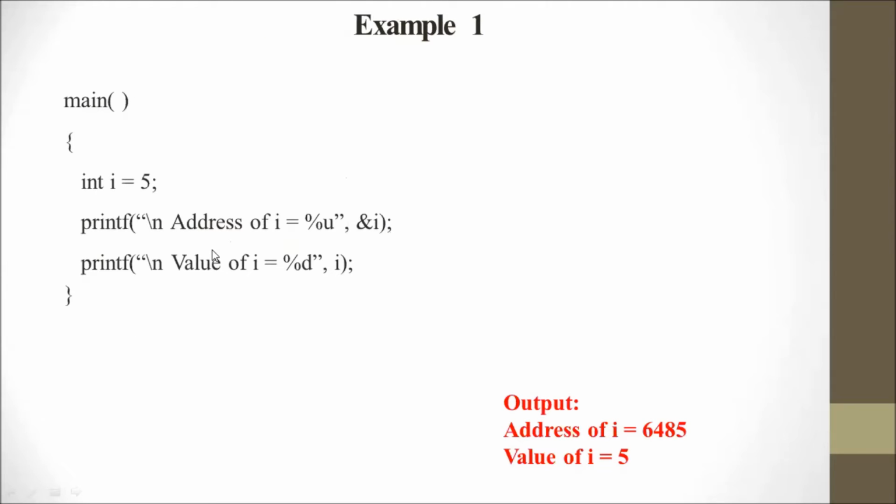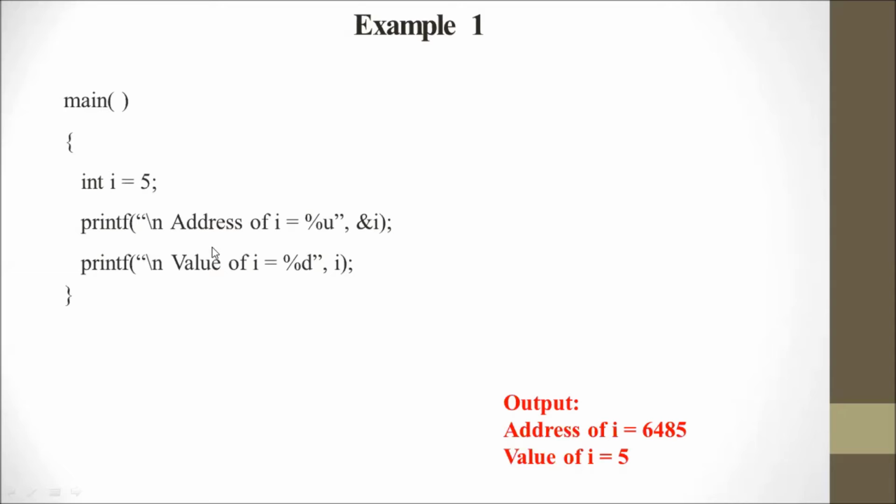So this is an example of how to use a pointer in a program. This program can be easily understood. So this is i equal to 5. Here we take an integer variable and assign the value 5 to i.